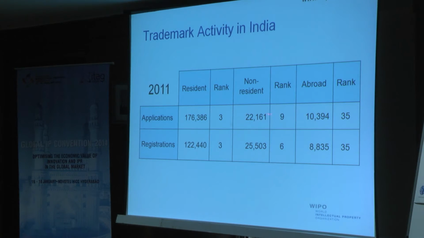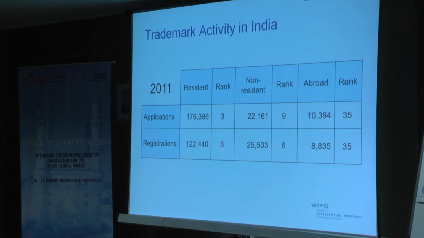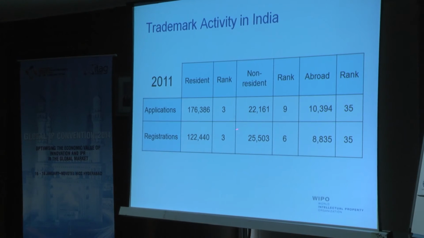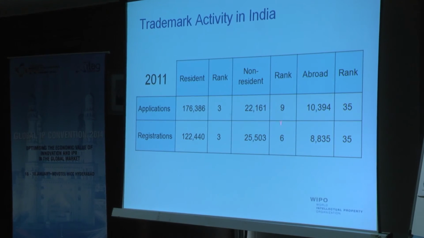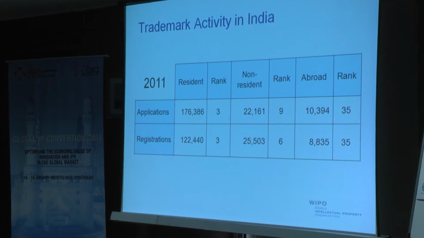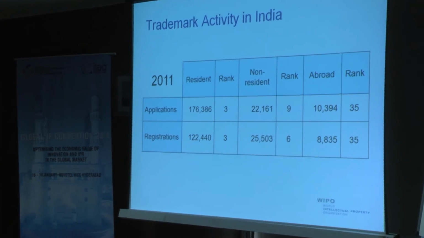And you can see from the numbers and the rankings, compared to all other countries, that India is number 3 in resident, you have a lot of domestic applications. Number 9 and 6 in non-resident is still pretty high, but going abroad, you're still down at the 35th level. There are other countries that export more, which is surprising to me. But this is back in 2011. This is the most recent data that we can get. But it just gives you a context.